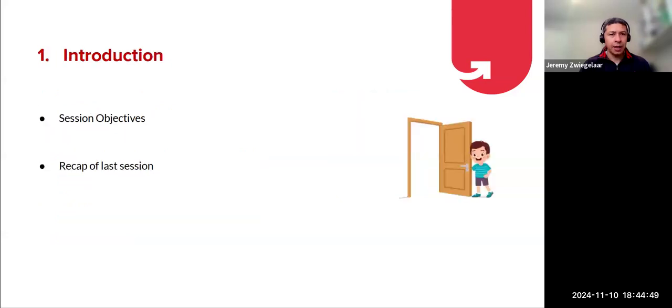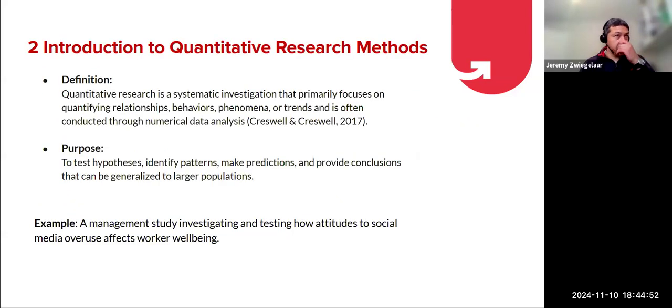Okay. So just in terms of the introduction to quantitative research methods, to remind ourselves, I think we probably would have looked at some of this before, but quantitative research is a systematic investigation that primarily focuses on quantifying relationships, behaviors, phenomena, and trends, and is often conducted through numerical data analysis. And here we're talking about quantifying the relationships between variables, and the behaviors of people, in terms of what they either believe or do or are intending to do.